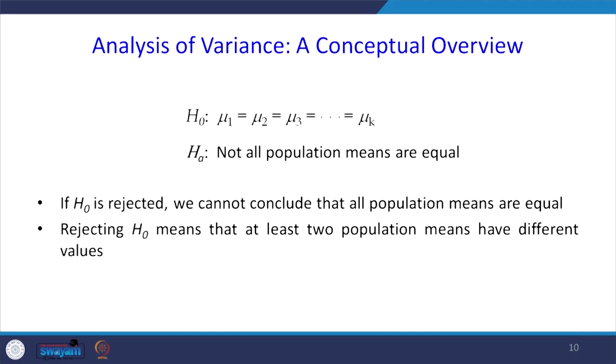If H naught is rejected, we cannot conclude that all population means are equal. So when you reject it, that means there are some unequal population means. So rejecting H naught means that at least 2 population means have different values.